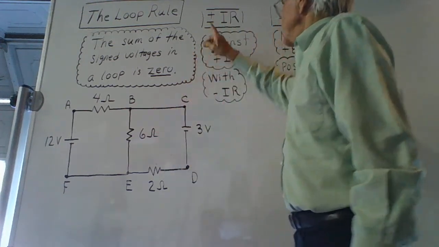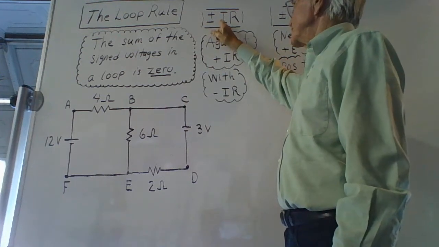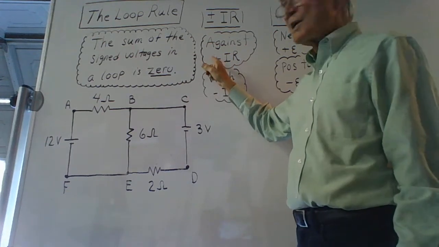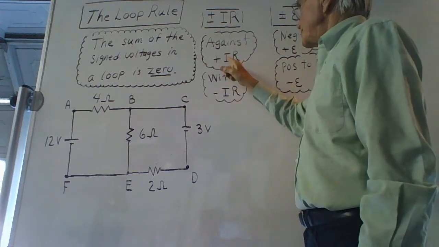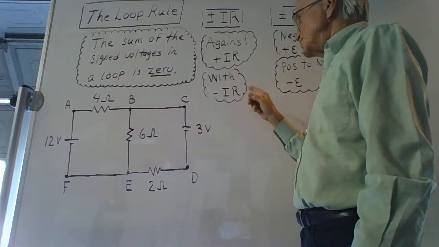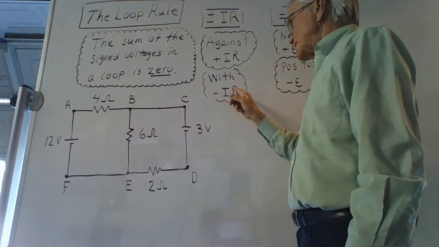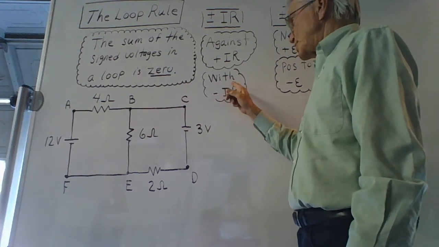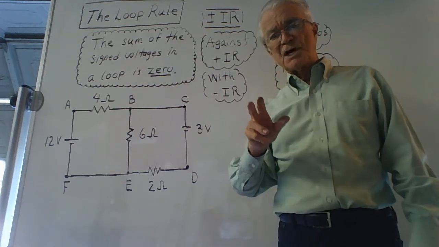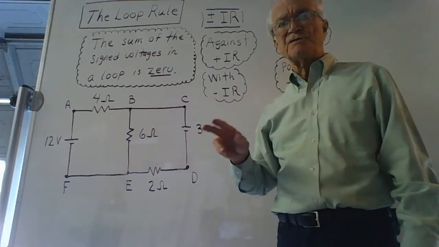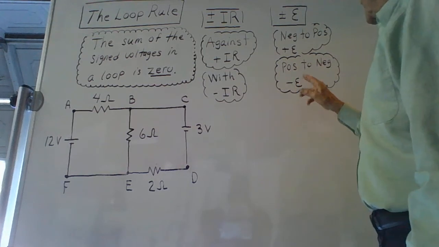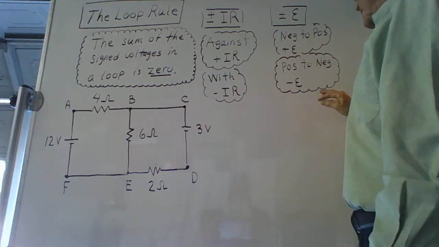We have the following. When you're traveling through a current carrying resistor against the current arrow, the signed voltage is the product of I times R with a positive sign. On the other hand, if you're traveling through the current carrying resistor in the same direction as the current arrow, the signed voltage there is a negative times the product of I and R. I've summarized that information here.